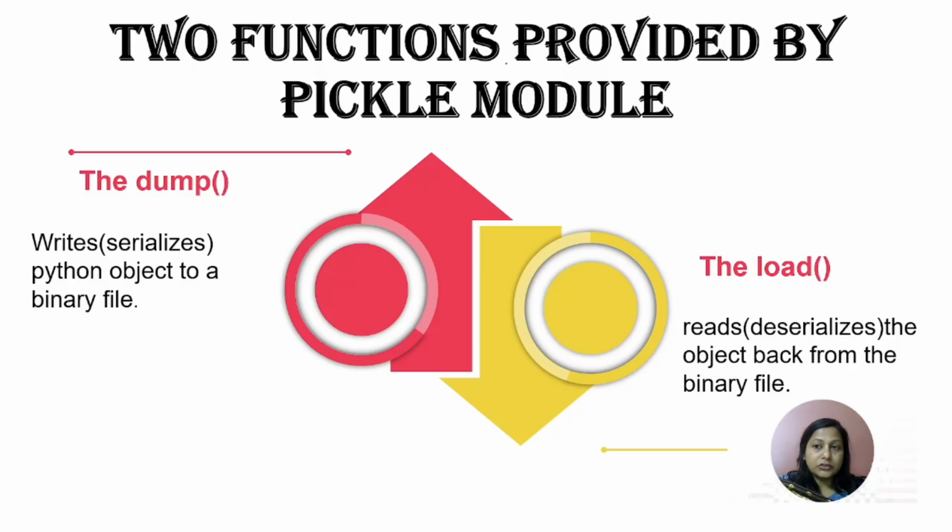Now, what are the two functions provided by the pickle module? The first one we call the dump function. What is a dump function? It writes a Python object to a binary file. So whatever you want to write to the binary file, you have to use what? The dump function. What is the meaning of load function? It reads the object back from the binary file. If you want to read any data from the binary file, you will use the load function.